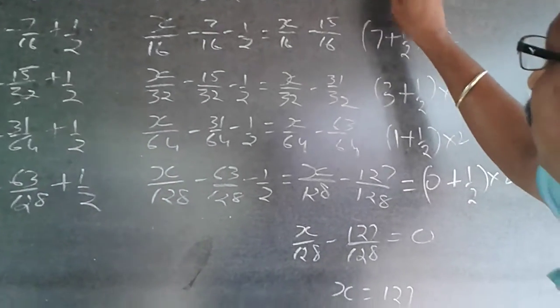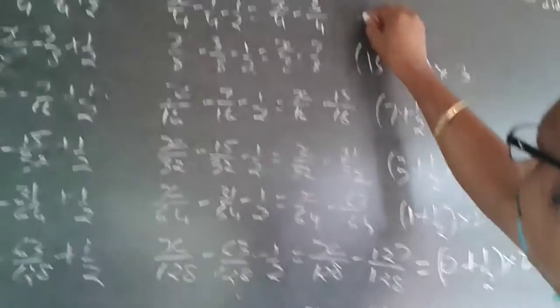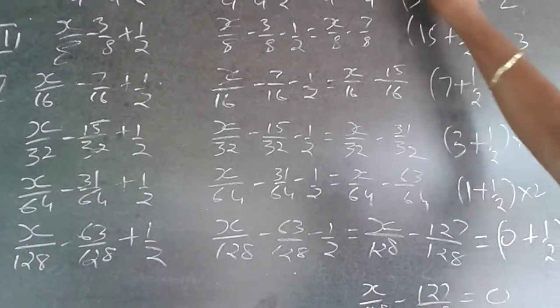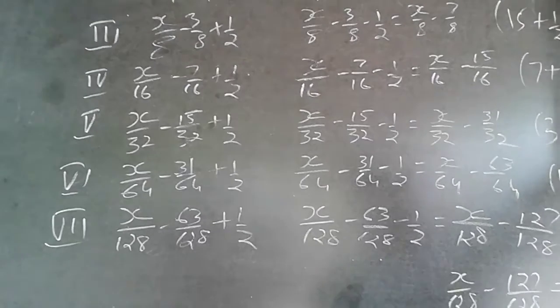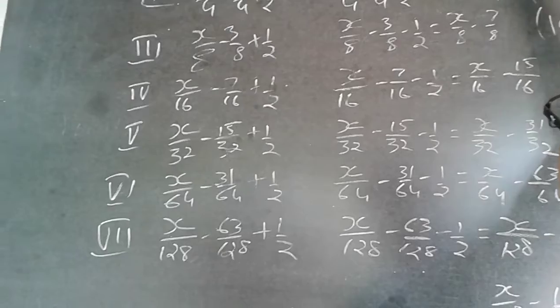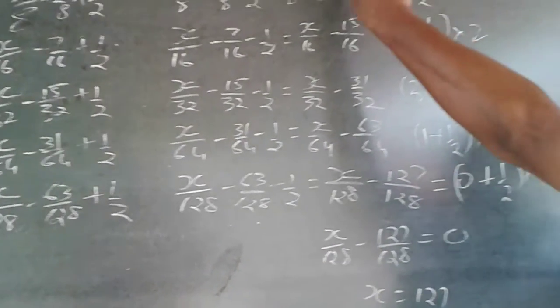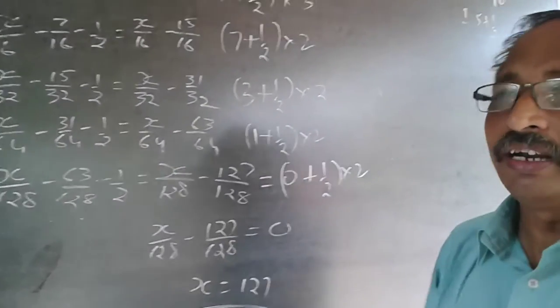Then 15 plus half into 2 will be 31. 31 plus half into 2 will be 63. And 63 plus half into 2 will be 127. So once you understand the forward order, the reverse order is very, very simple. Whatever the difficult problem, when you follow the reverse order, you can do it in less than a minute.